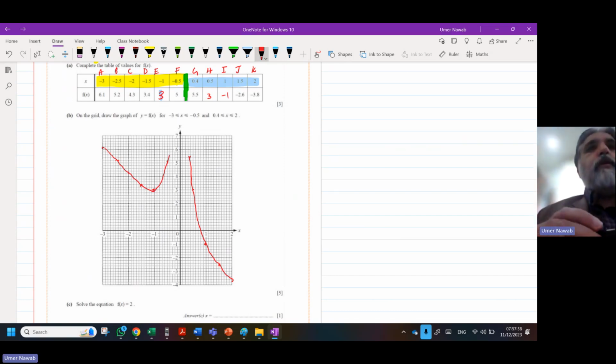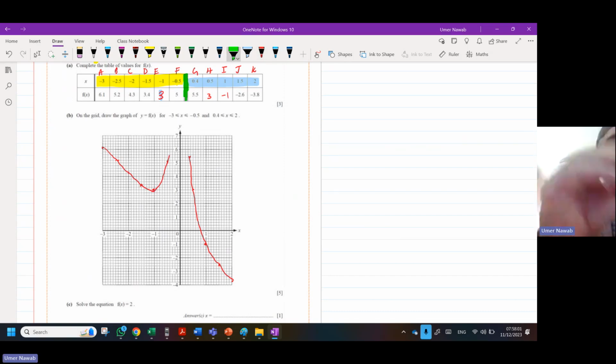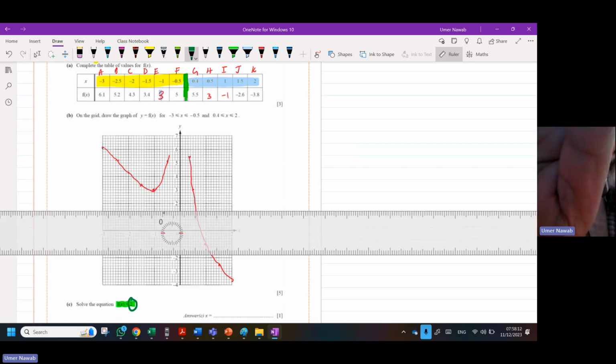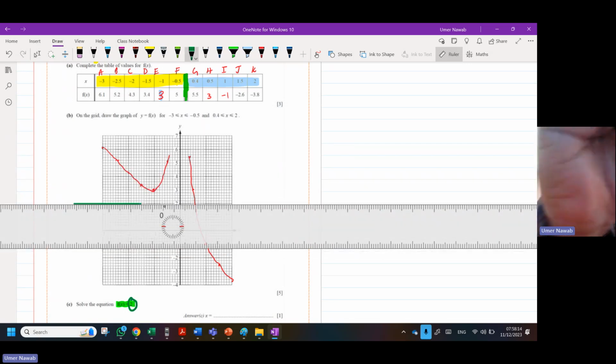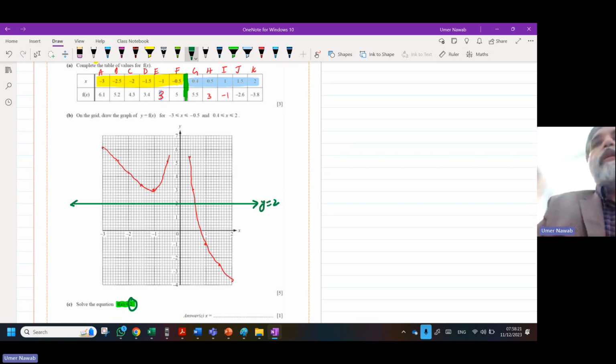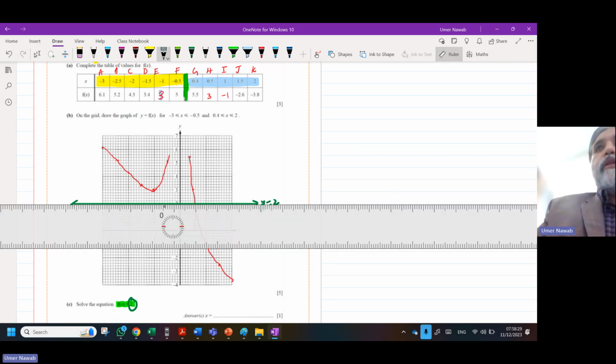So it's like this. The first equation is to solve f of x is equal to 2. So we need to draw y is equal to 2 line. So y is equal to 2 line, you can see when you draw, it cuts the curve at only one point. Therefore, we will get only one solution. So approximately our solution will be 0.6.